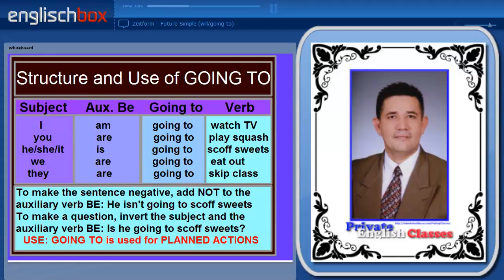I'm going to meet some friends for lunch. I'm going to play football on Saturday afternoon. I'm going to rest on Sunday because I have to work on Monday, for example. So here you can see how we use going to for the future.